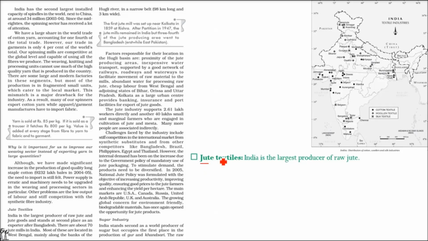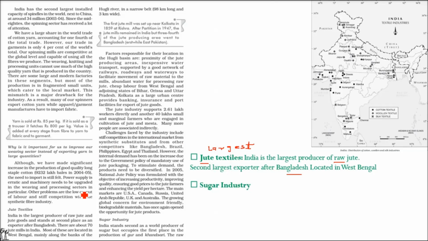Coming to jute textiles, jute, that means patsan we call in Hindi. India is the largest producer of raw jute. Please understand, India is the largest producer of what? Jute, raw jute. And second largest exporter after Bangladesh. Let me take you to jute textiles.